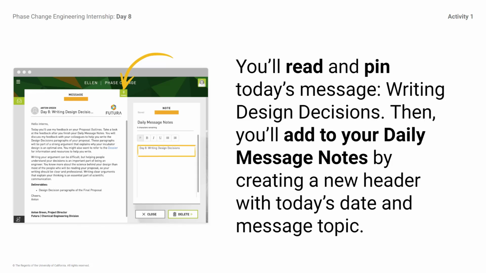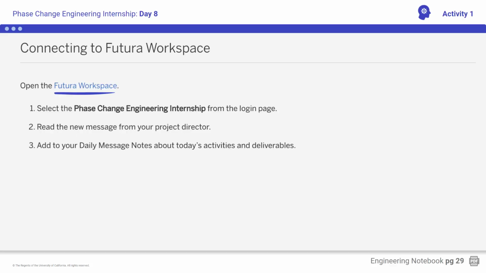You'll read and pin today's message, Writing Design Decisions. Then you'll add to your daily message notes by creating a new header with today's date and message topic. Students, open Futura Workspace and read the daily message from the project director. Remember that the new message, titled Day 8, Writing Design Decisions, should be at the top of the inbox.